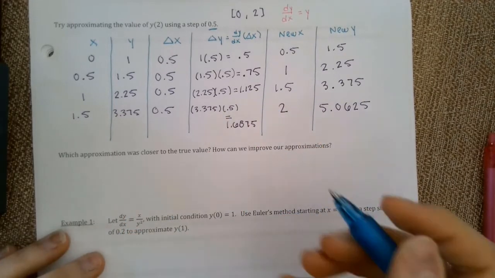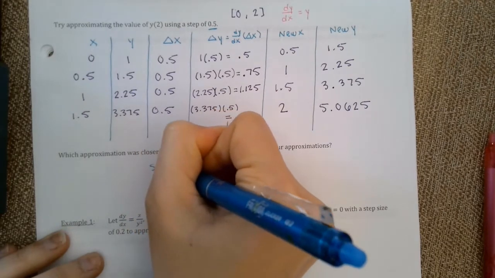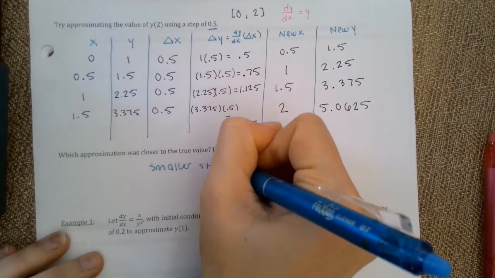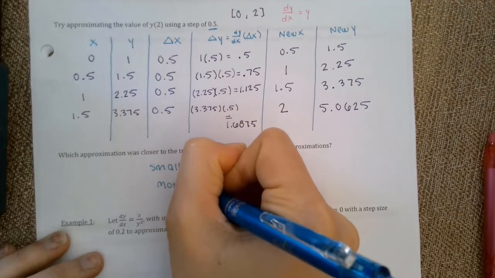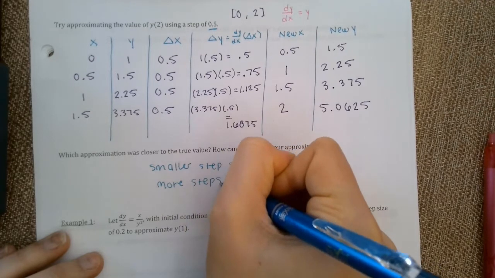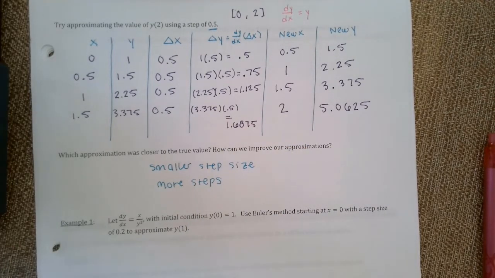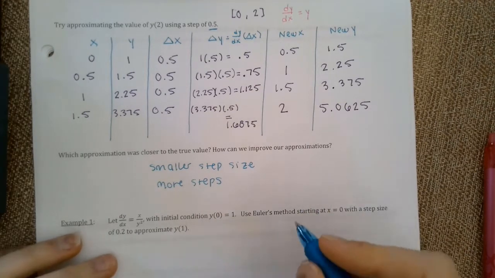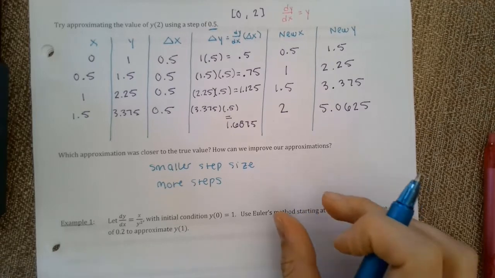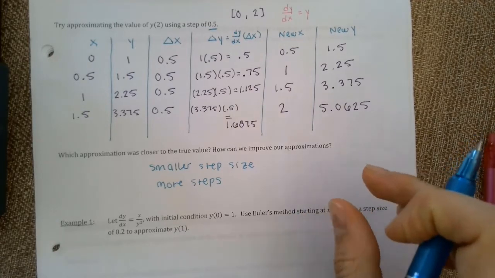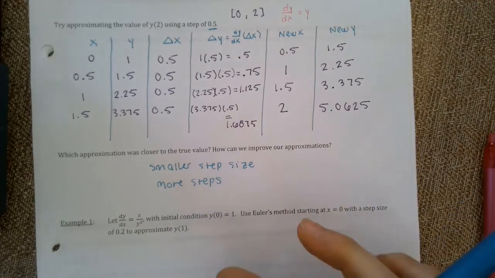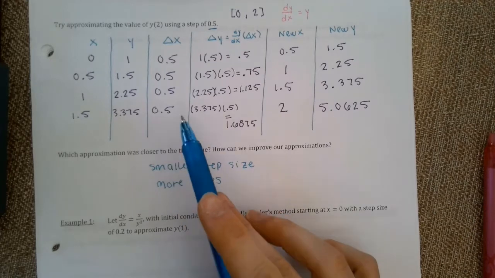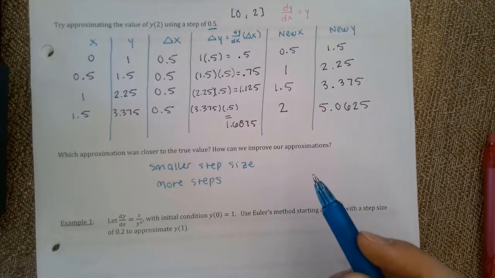So how can we improve our approximations? You could say smaller step size, which results in more steps. And you can think about this also in the same way we thought about arc length. Remember when we did arc length, we measured the curve by measuring the length of teeny tiny tangent lines. Same thing here. The more steps we have, the smaller our little dx is, or smaller our change in x is, the more accurate our approximation will be.